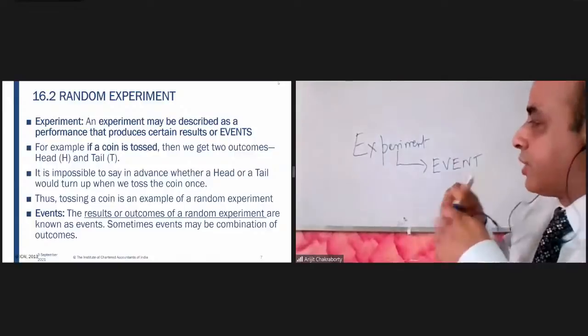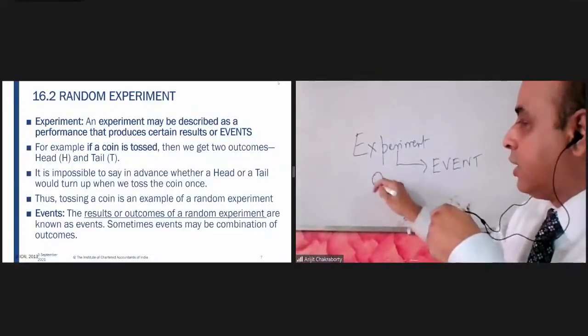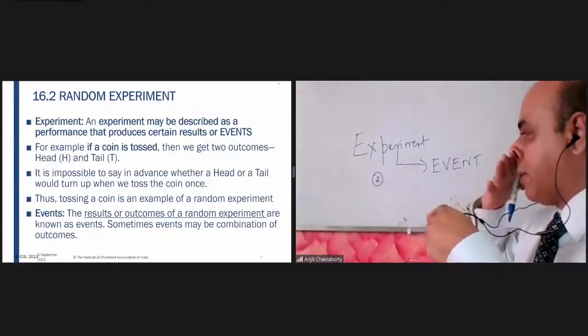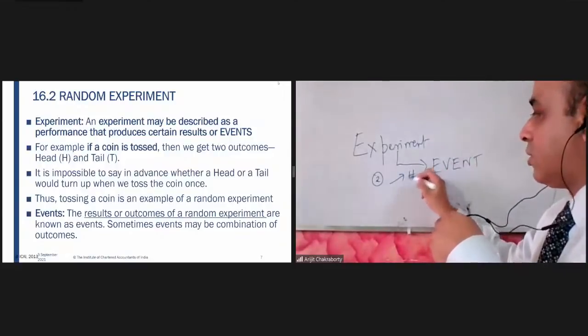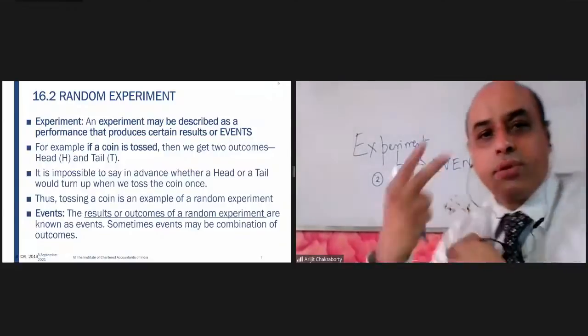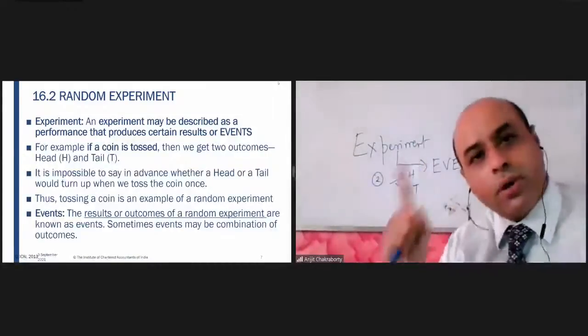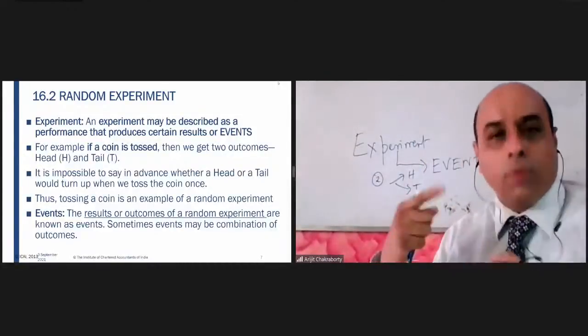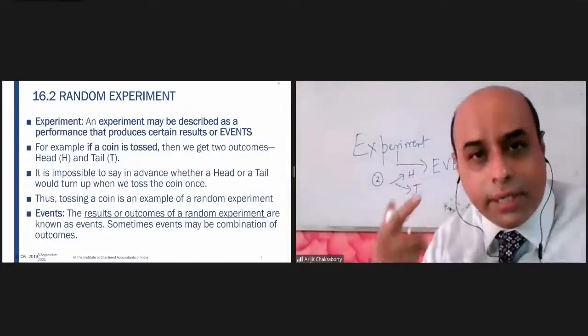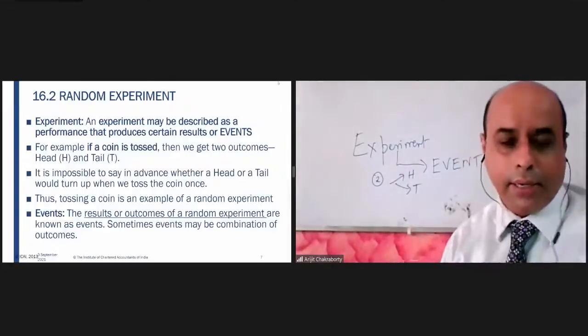So for example, if it is a coin, I'm just drawing a coin here. Okay, it can either have head or tail. So it can have two events. Experiment is what? Coin tossing, tossing a coin. What are the events? The two possibilities, either head or tail.